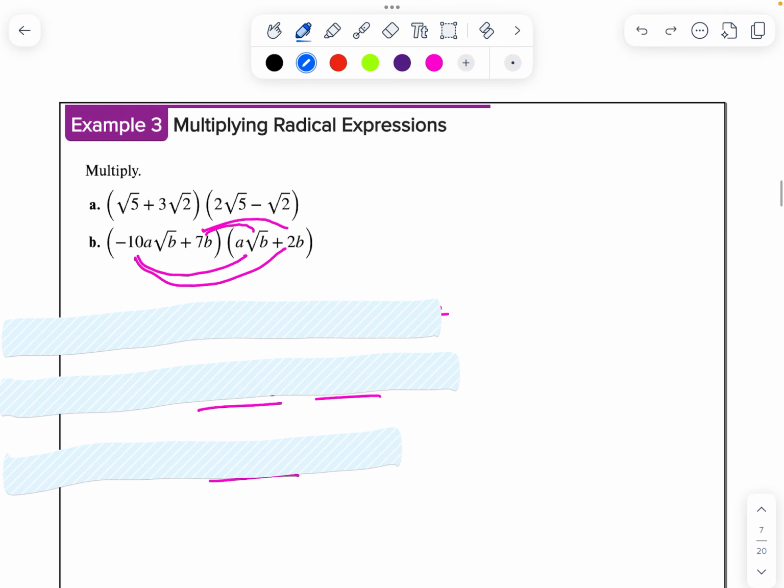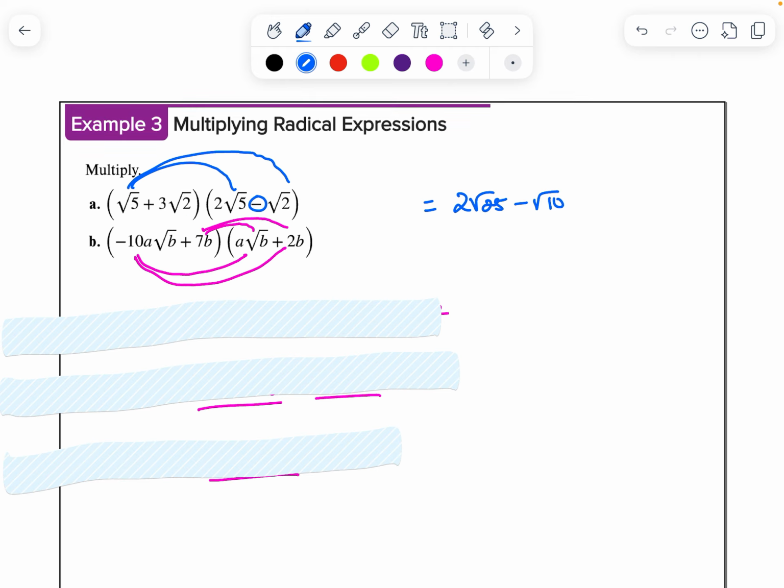All right, we'll do this first one together, and then I'm going to let you try the second one. So binomial by binomial, we're going to have to FOIL or distribute, whichever way you prefer to think about it. So square root of 5 times 2 square root of 5. That gives us 2 square root 25. Outside times outside, inside times inside. Square root 5 times square root 2 gives us square root 10. I kept a negative sign because there was a negative there.